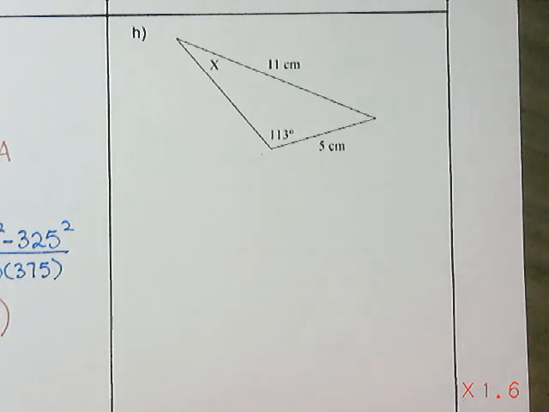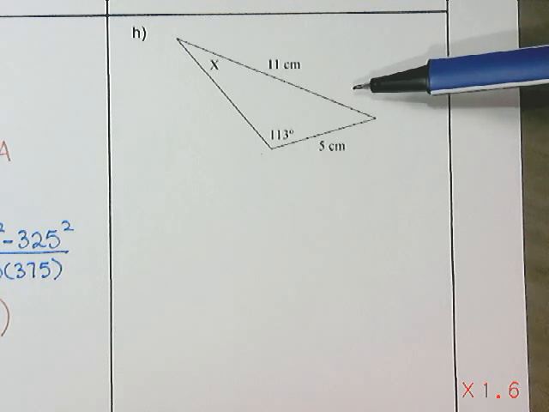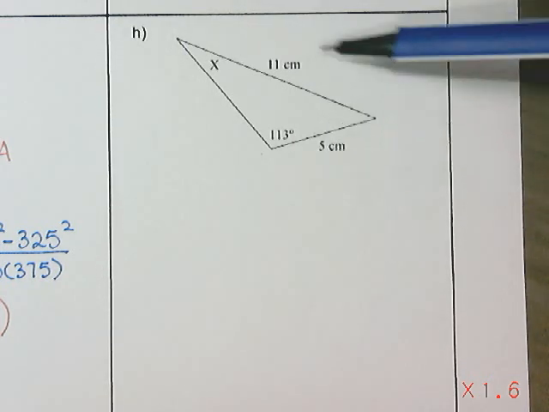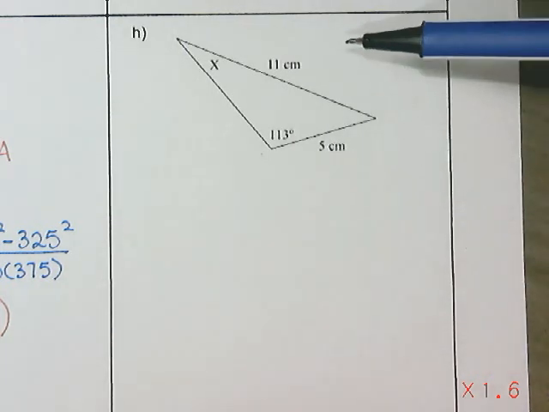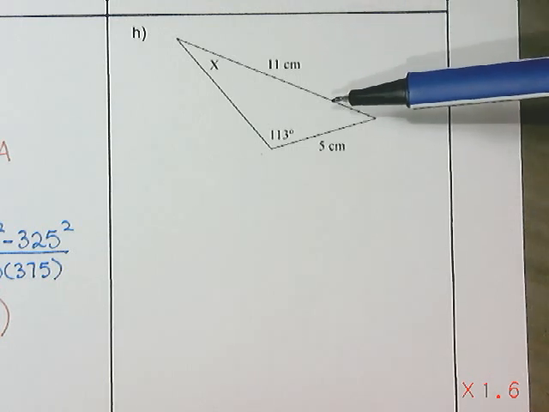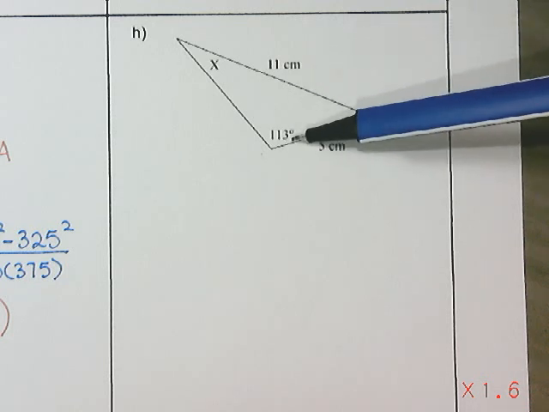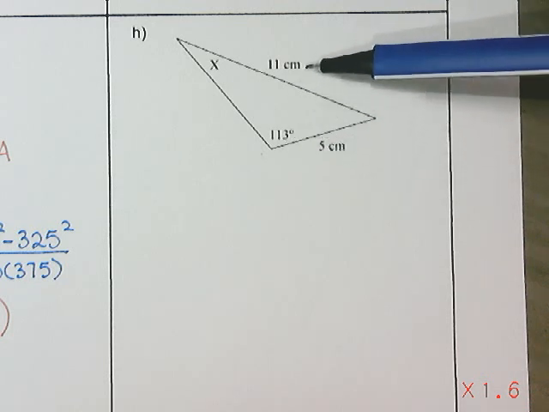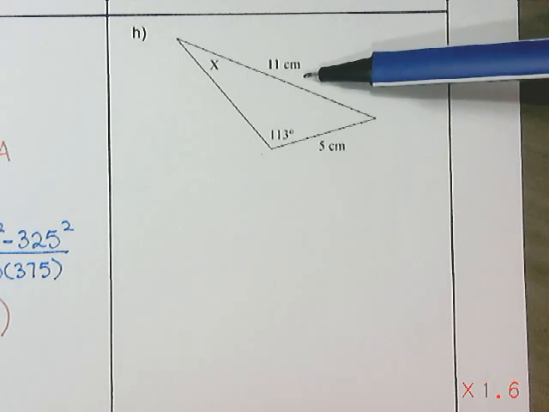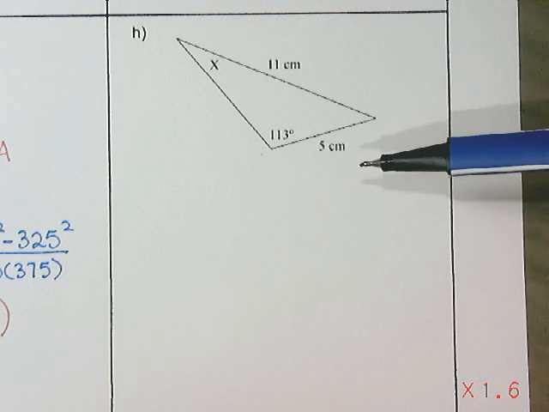So when I'm trying to choose a method, the first thing I ask myself is: is this a right angle triangle? And the answer is no. So then I ask myself, do I know an angle and its opposite side? And the answer to that is yes. I have 113 degrees, and then I know that the side across from it is 11 centimeters. So that tells me that I am allowed to use sine law.